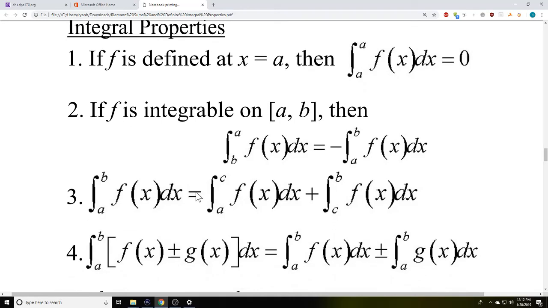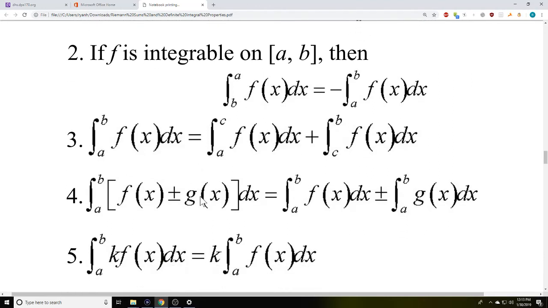Next one, if we have two different functions, we can add and subtract different integrals together. We can split them up. Again, sometimes it might be easier to find the integral by splitting it up into two different ones and taking it one function at a time. And if there's a constant, then we can move the constant out in front, right? We can move the constant out in front. And we're going to do this pretty often just to make our numbers smaller and easier to work with. Okay.